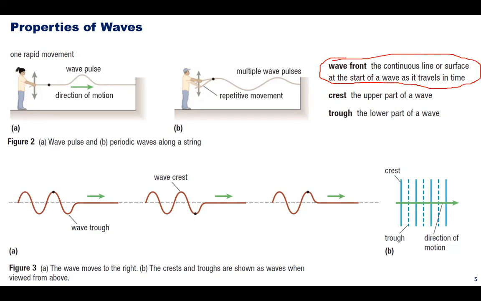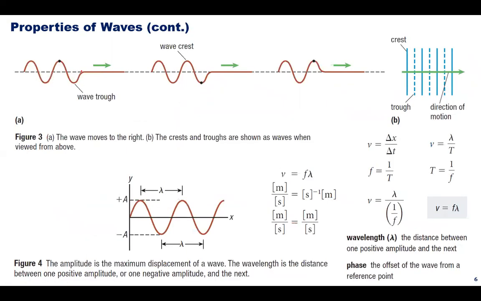The crest of a wave is the upper half of the wave, and the trough of the wave is the lower half of the wave, as shown here in figure 3. One complete crest and one complete trough represent one cycle of the wave. The amplitude, which is often denoted by uppercase letter A, is the maximum and minimum value of the wave, which is shown here in figure 4.